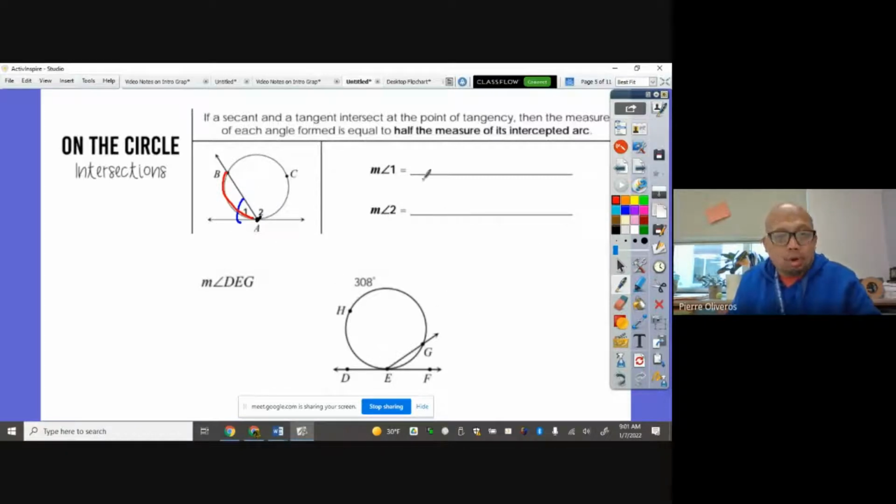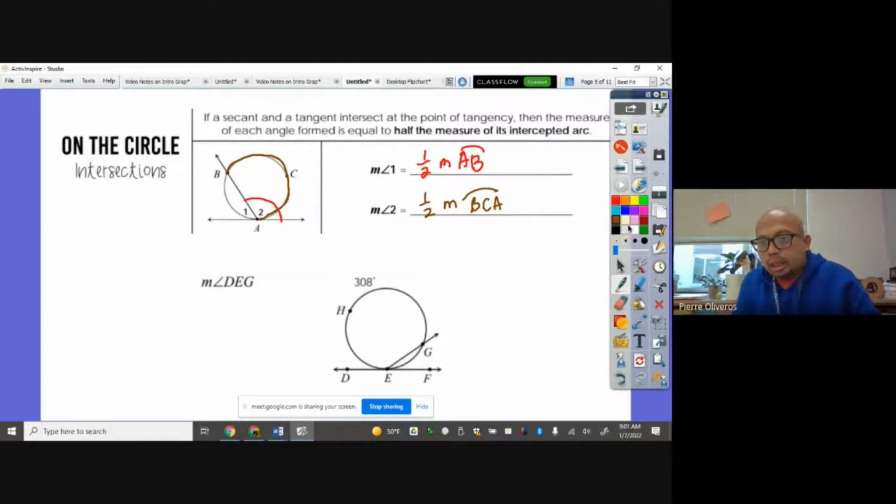So what's the formula here? The formula is angle 1 is half of the measurement of arc AB. So basically, you're just going to cut the red one in half and it will give you the angle. Same thing with angle 2 here. If this is angle 2, the red one, I am going to cut this arc BCA in half. So it's half of the measurement of arc BCA.